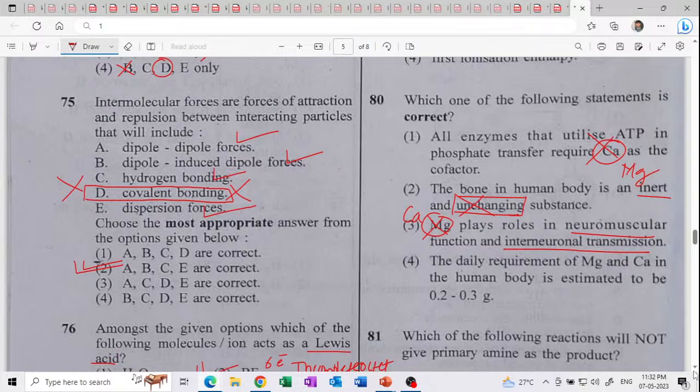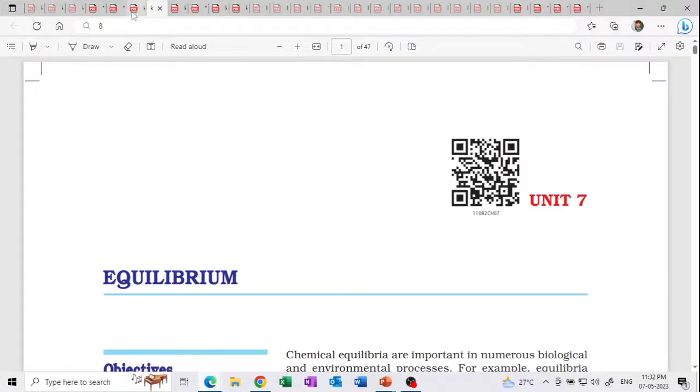And bones are constantly changing. The bones of the human body change. Get it? The daily requirement of magnesium and calcium in the human body is estimated to be how much? 0.2 to 0.3 gram. Yes, this is correct. This is the correct statement. So this is a question directly from the elements of the group.